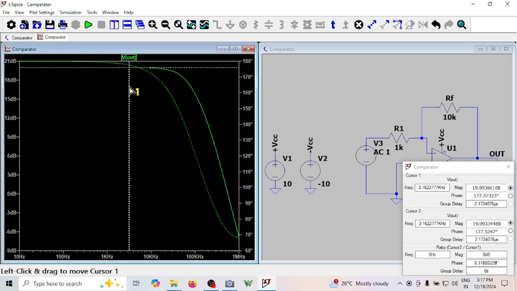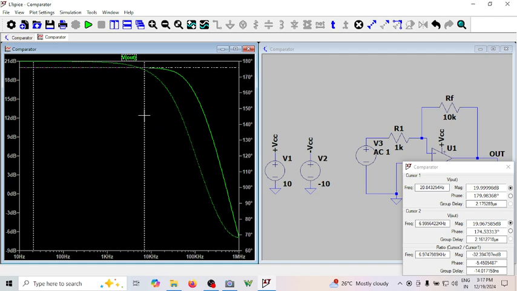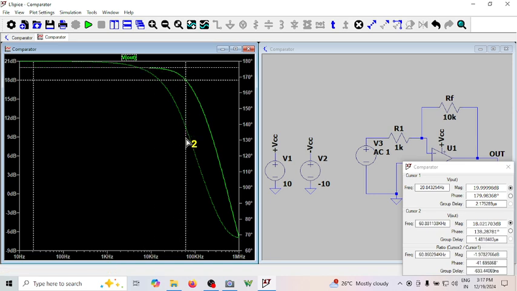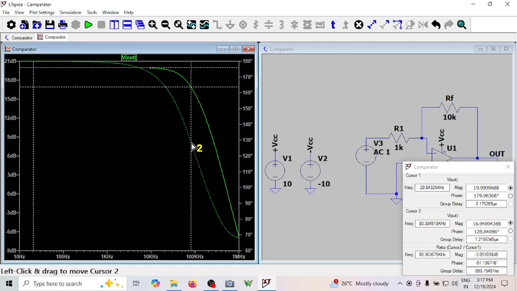You have two cursors. Place one of the cursors at lower frequencies. Place the other cursor so that the magnitude difference is -3 dB, which corresponds to the half power point. Let me move it so that it is -3 dB. I'm there. The gain in dB is 19.99 dB.